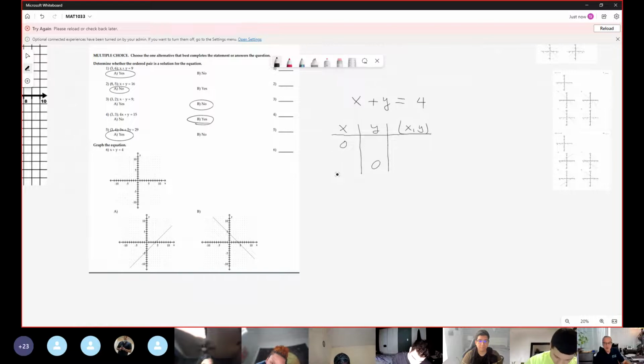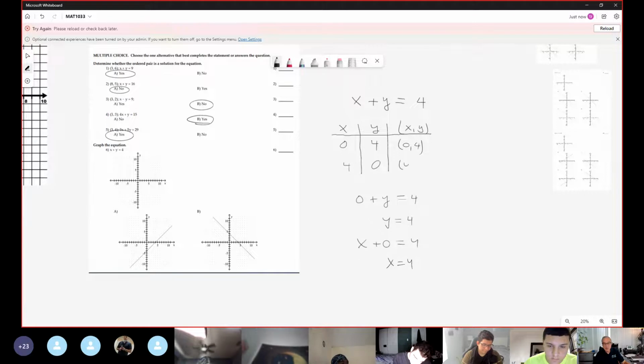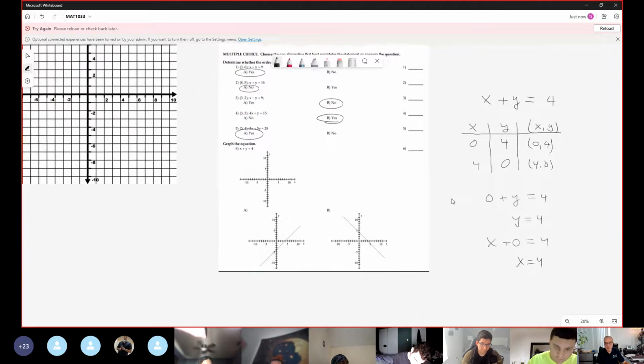So you plug in 0 here: 0 plus y equals 4. It's obvious that y is 4, so the point is (0,4). Likewise, x plus 0 is equal to 4, x is equal to 4, and the point is (4,0). Done, ready. We are ready to do this problem.